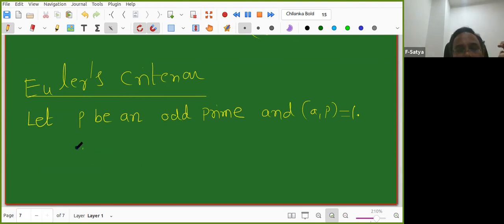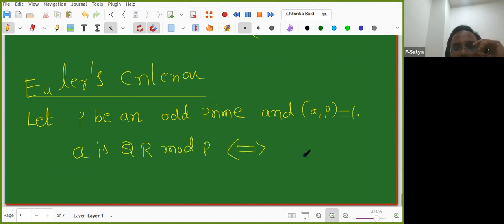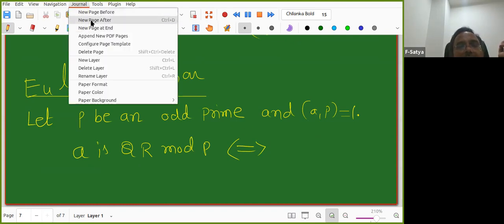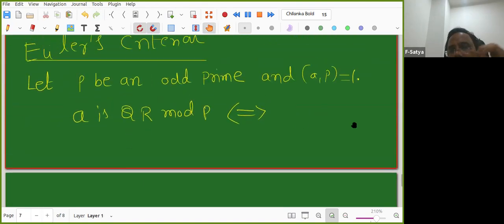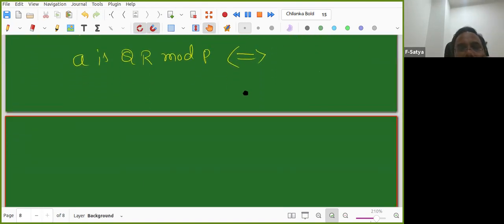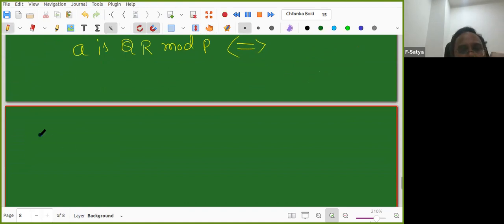A is a quadratic residue modulo P if and only if what? What is the condition that we are looking for? Let us check, then we'll state it. Maybe you yourself may state it. That's why I'm keeping a gap here. Okay, let us go slowly.